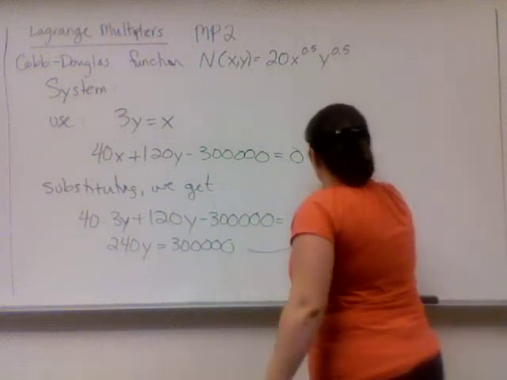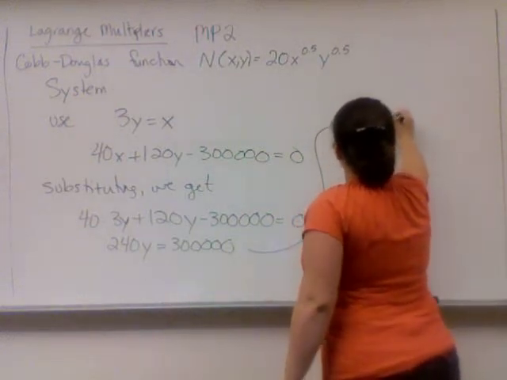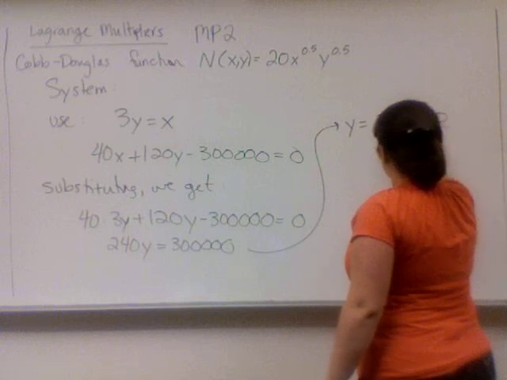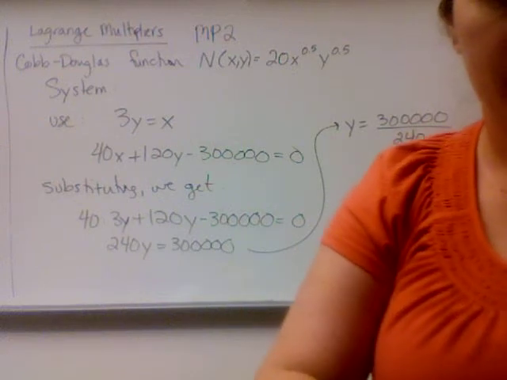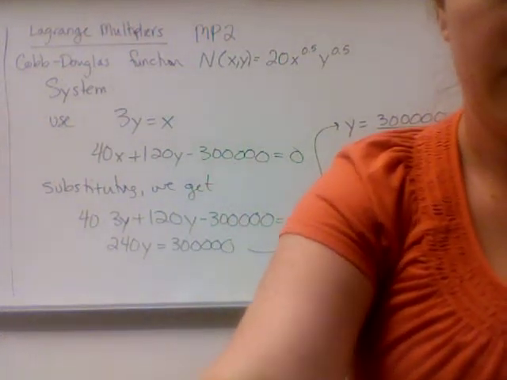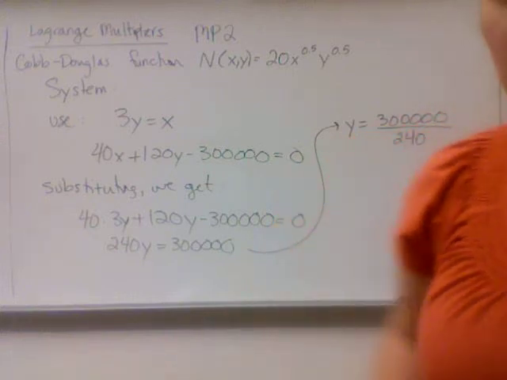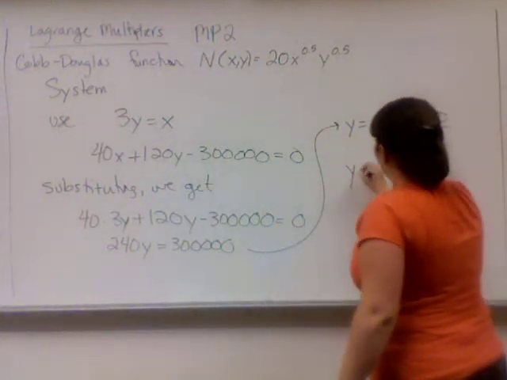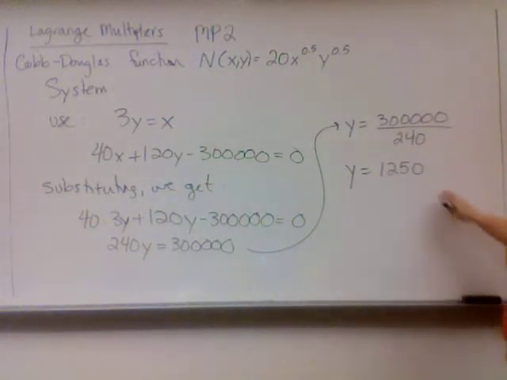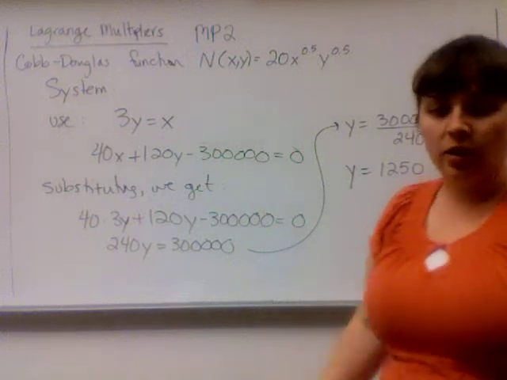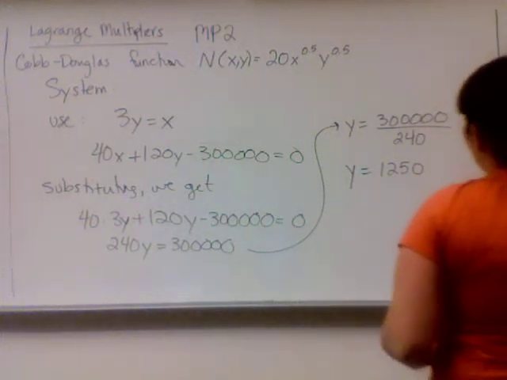When we solve for y here, we get 300,000 divided by 240, which is 1250. So what we have now is a value for y, and now what we need to do is get a corresponding value for x, right? We need to figure out what would be the corresponding value for x.